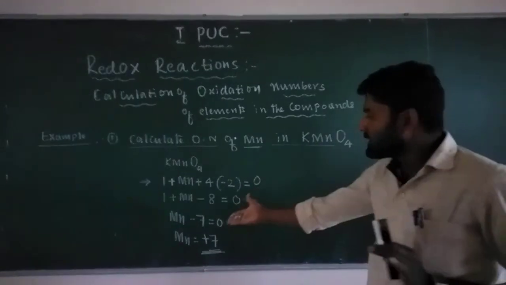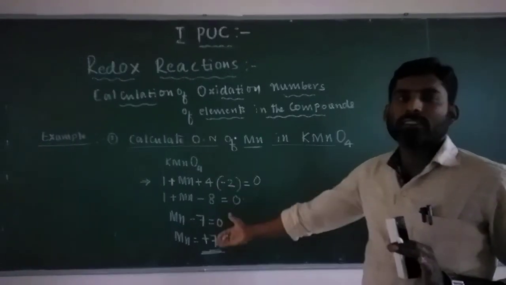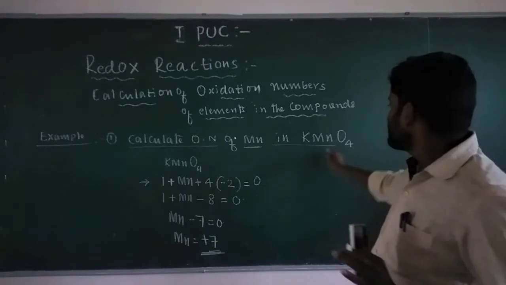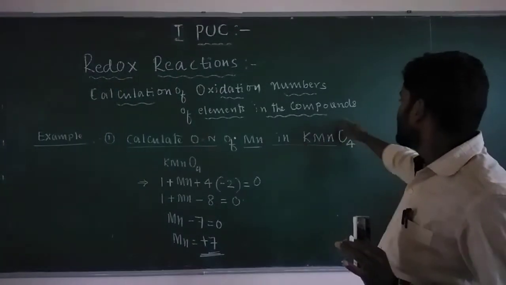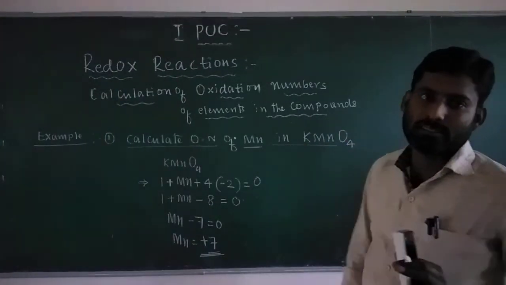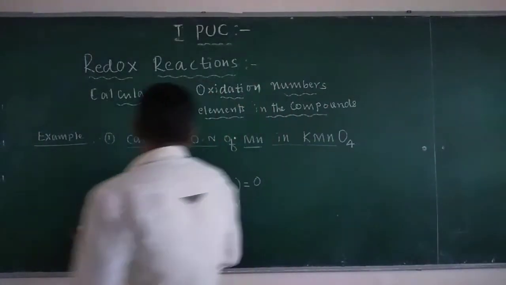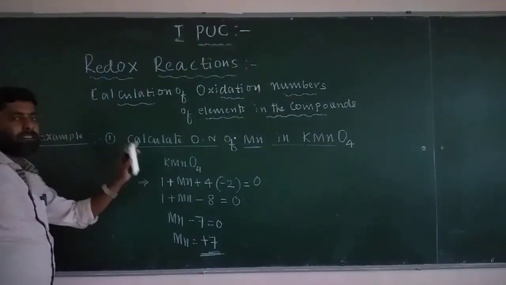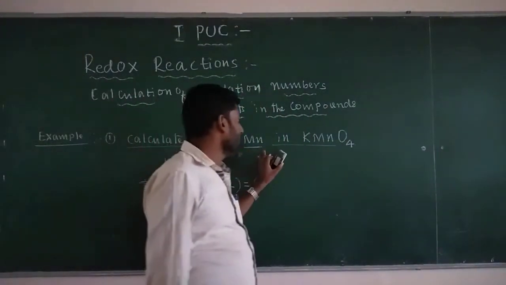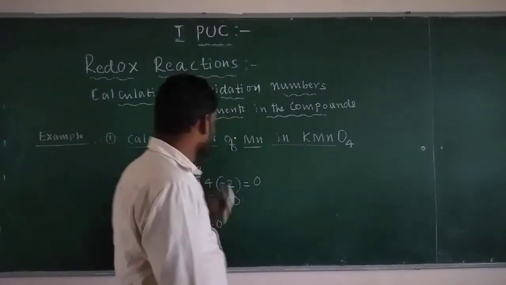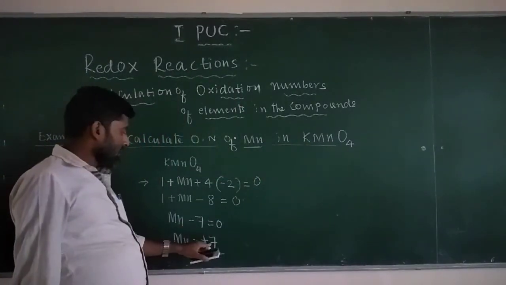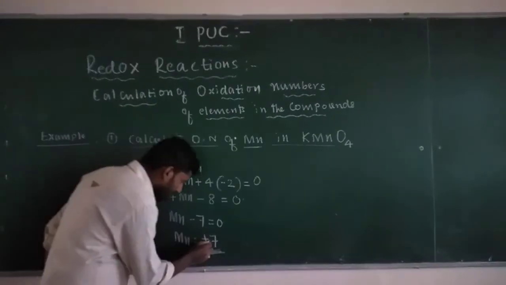So we have to calculate the oxidation state of Mn using the oxidation state of potassium and the oxidation state of oxygen. First example, calculate the oxidation number of manganese in KMnO4. So manganese in KMnO4 is +7.